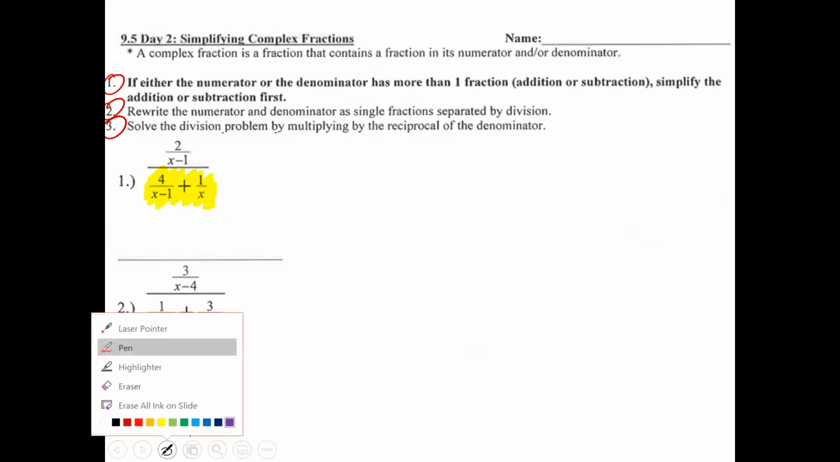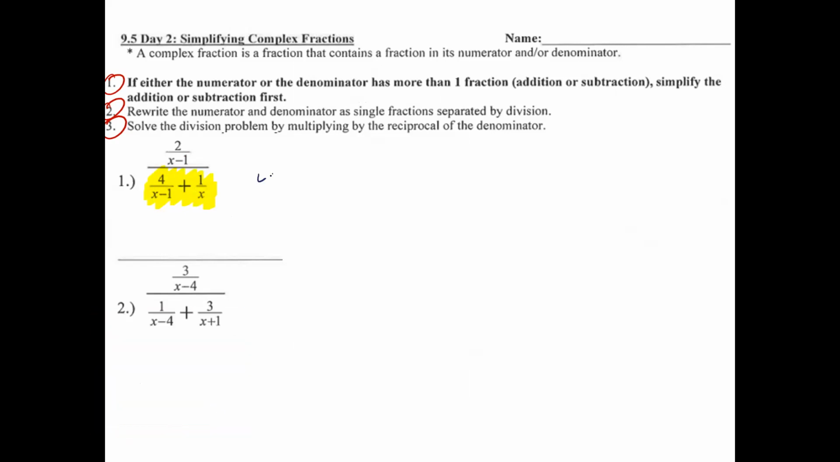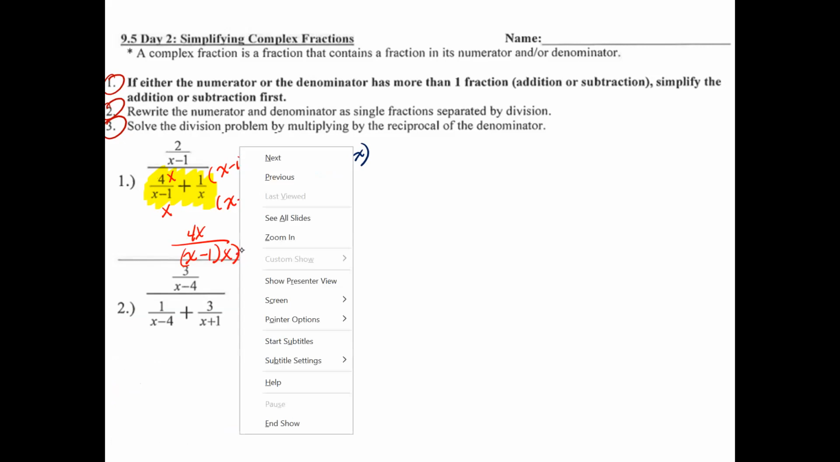So what do I do with an x minus 1 and an x? You know your lowest common denominator is x minus 1 times x, right? So that means I need to multiply the first fraction by x on top and bottom, and the second fraction by x minus 1 top and bottom. If I do that, I'll have 4x on top over x minus 1 times x on the bottom. That's my first fraction.